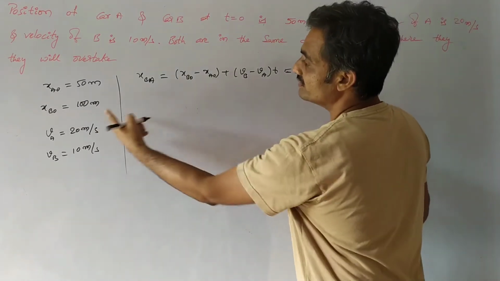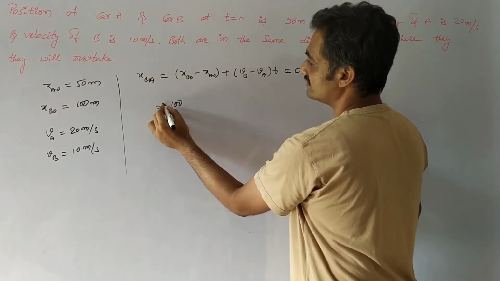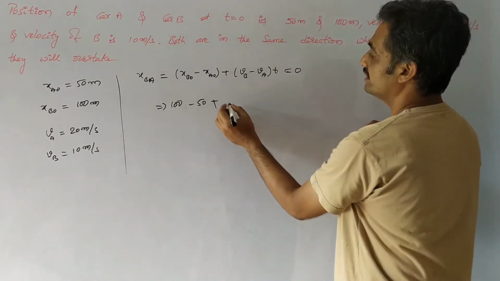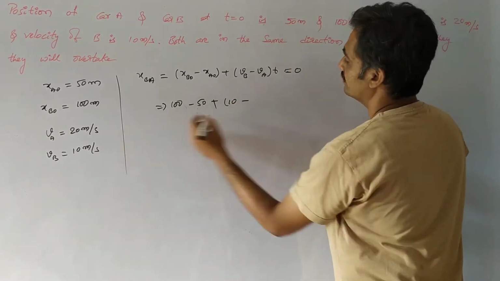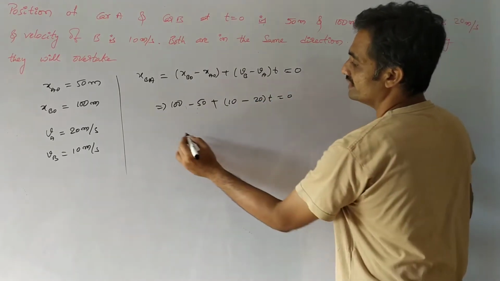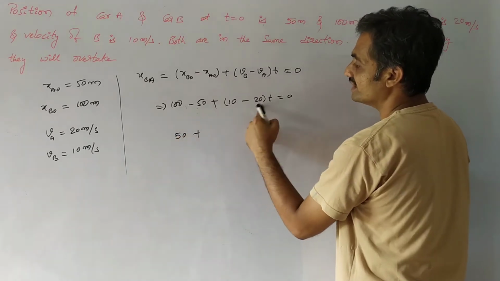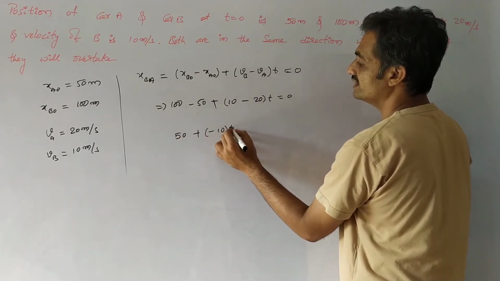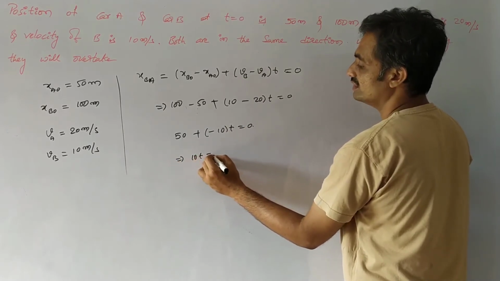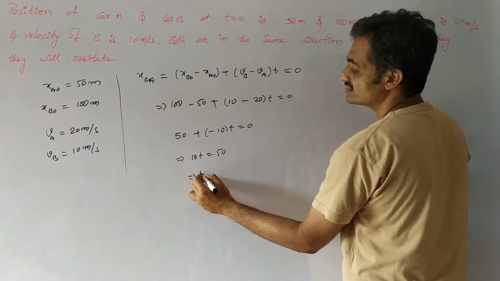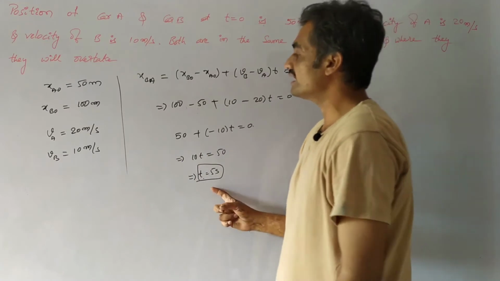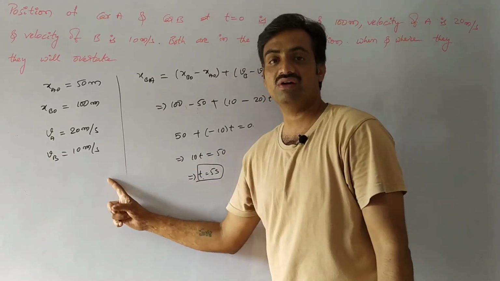From this, x_BO minus x_AO is 100 minus 50, plus the velocity of car B, 10, minus the velocity of car A, 20, into t, equals 0. 100 minus 50 is 50, plus 10 minus 20 is minus 10, into t equals 0. From this we have 10t equals 50, then t equals 5 seconds. So the two cars are going to overtake after a time of 5 seconds.